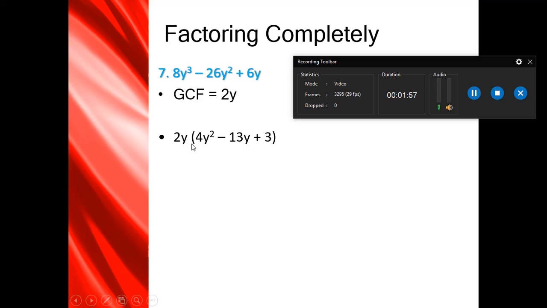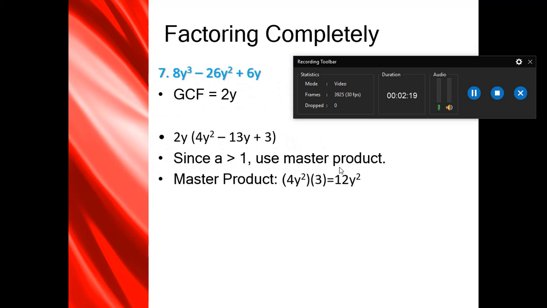So now we have to decide how to approach the leftovers. I see that 4y squared is a square, but 3 is not. So this is not difference of perfect squares, but I do see that a is greater than 1, so that means that we want to use the master product. So I'm going to move forward with that. We're going to multiply 4y squared and 3. Remember, you can stop the video at any time to try the examples on your own before I reveal all the parts. So now let's make a list of factors for 12y squared.